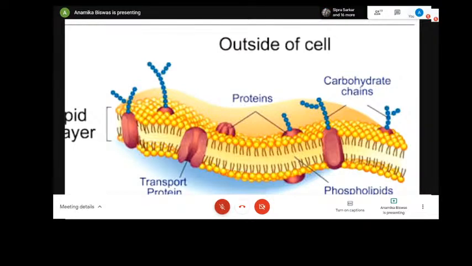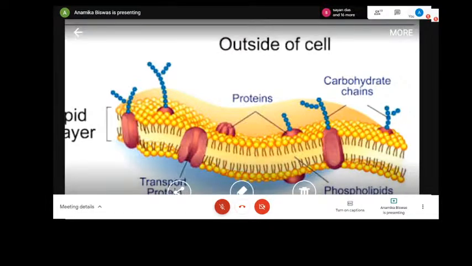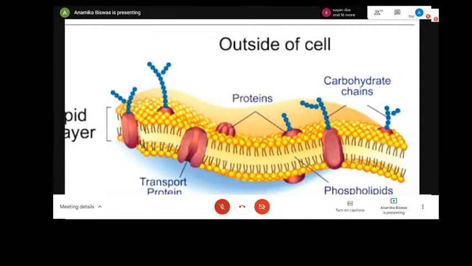Both ends face each other and occur towards the center of the cell membrane. You can see the tail-like structure. This is called the hydrophobic tail of the lipid bilayer. Both the hydrophobic ends face each other and occur towards the center of the cell membrane.